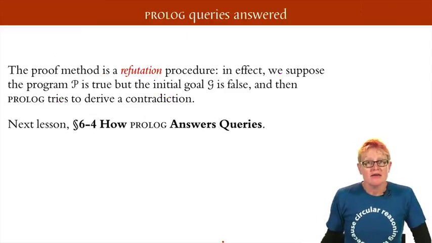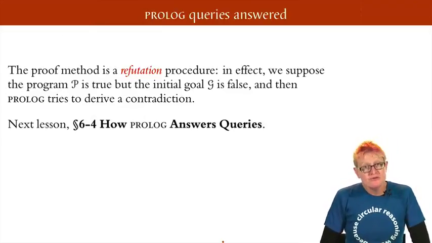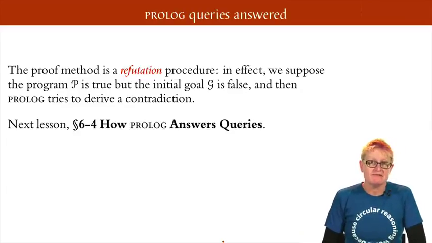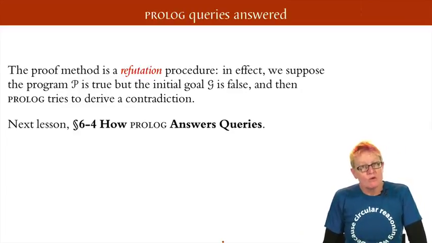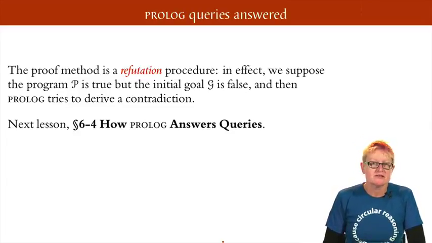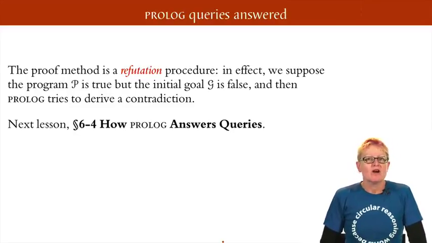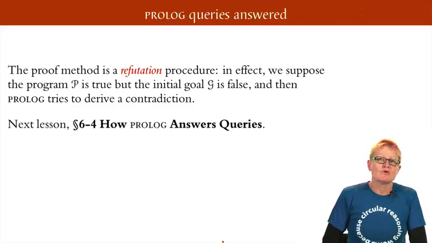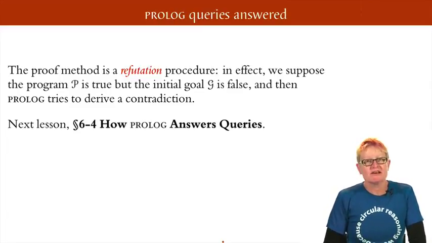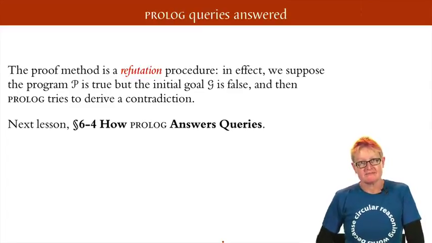Like the proof tree method we saw in the core part of the course, the proof tree method used by PROLOG is a refutation procedure. So in effect, PROLOG supposes that all the clauses in P are true, but the goal G is false, and then tries to derive a contradiction. Unlike the proof tree method, there will only be one inference rule called resolution. So how PROLOG answers queries is the topic of the next and last lesson in this series.